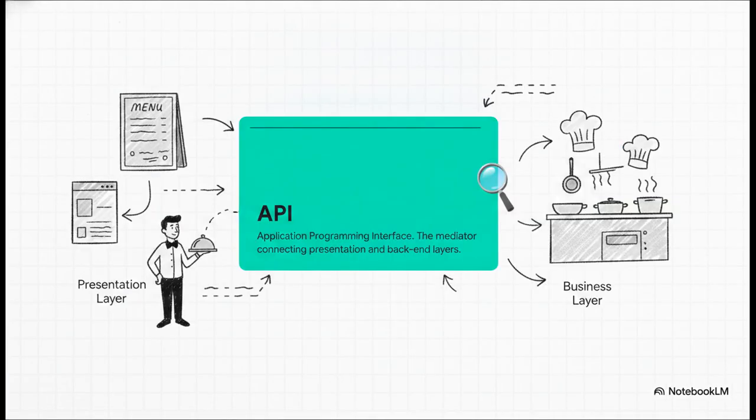So the crucial point is the API, or Application Programming Interface. To solve this entire communication problem, backend developers don't just write the core application code, they also write APIs. You can think of an API as the digital waiter at a restaurant. You look at the menu, the presentation layer, and you give your order to the waiter.